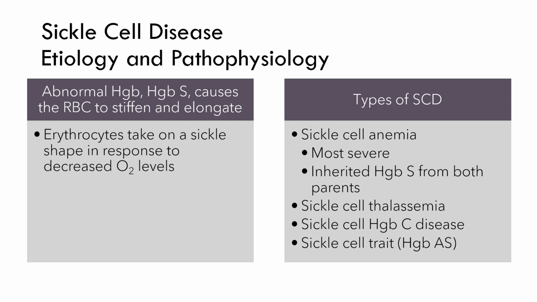It is transmitted through a recessive genetic defect, and I think it's noteworthy that if both parents have the trait, then with each pregnancy, the risk of having a child with the disease is 25%. So that's pretty high. There are different types. There's sickle cell anemia, the most severe, which is inherited from both parents. Then sickle cell thalassemia, sickle cell hemoglobin C disease, and sickle cell trait. The one we're going to really talk about is sickle cell anemia.